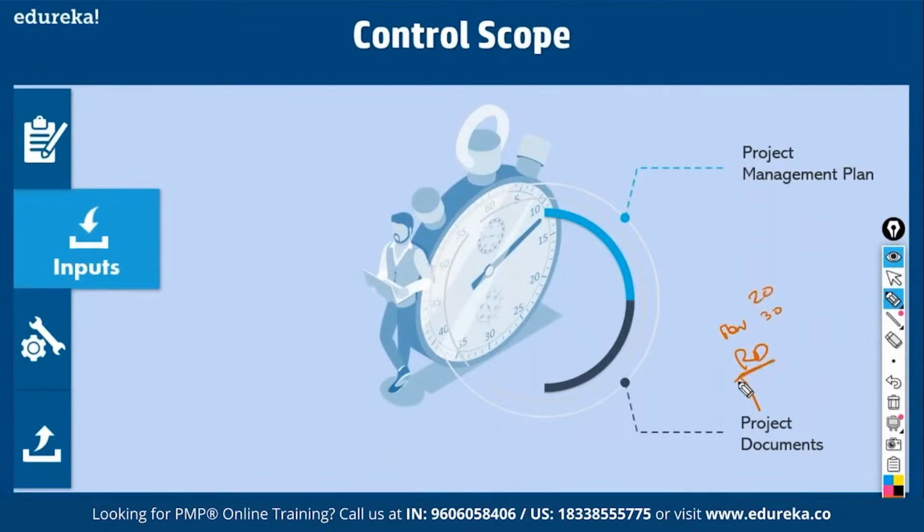So requirement documentation tells you where you under delivered or over delivered, right? Then the requirement traceability matrix tells you what test cases you're supposed to do. Did you test for certain requirements which are not there? So did it cause any scope creep? All that you understand. Okay, project documents, fine.